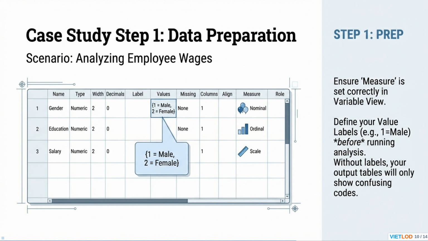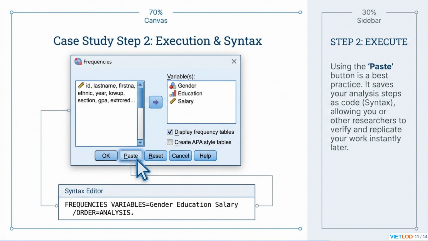Second, and equally important, you must define your value labels before you run any analysis. For example, mapping the numeric code 1 to male and 2 to female for the gender variable. Skipping this step means your output tables will only display confusing numeric codes, forcing you to constantly refer back to a codebook to understand what 1 or 2 actually represents. Properly labeled data makes your analysis clear and immediately interpretable. Once the data is meticulously labeled and correctly defined, we can confidently move on to executing our analysis.